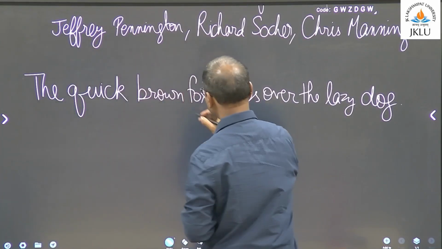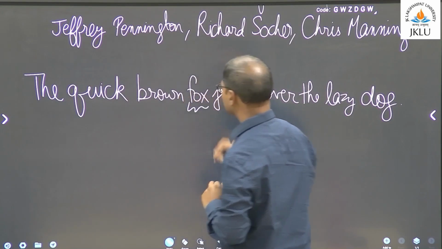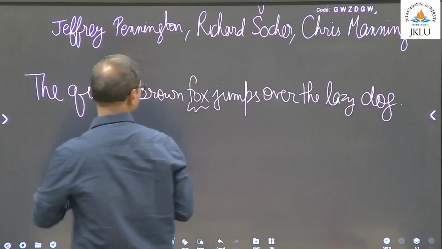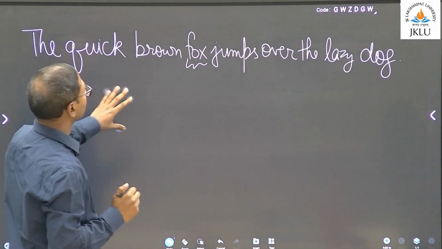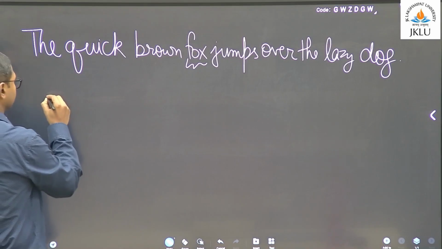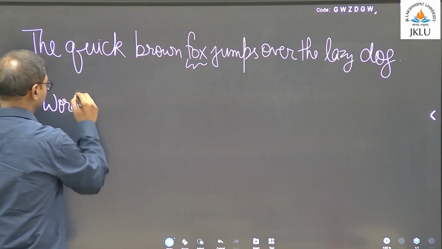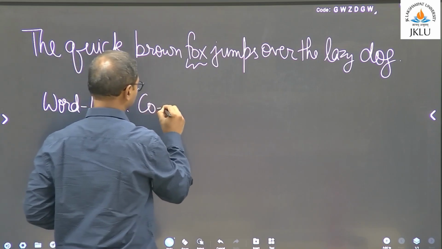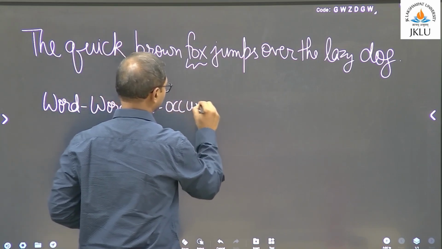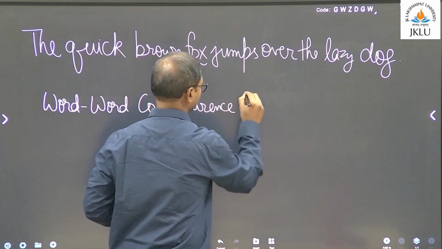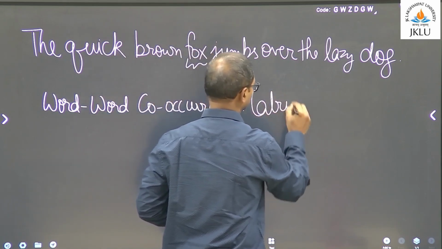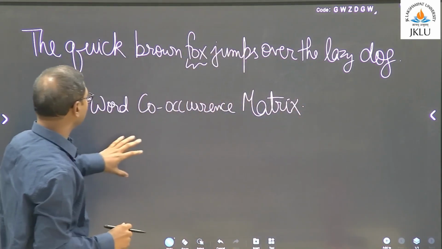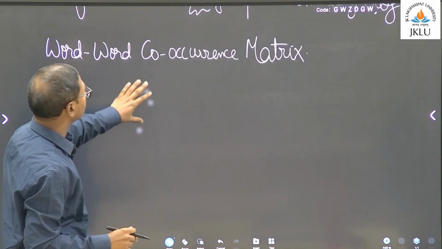Now in GloVe, what you first do is try to make a co-occurrence matrix. So how do you compute a word-to-word co-occurrence matrix?